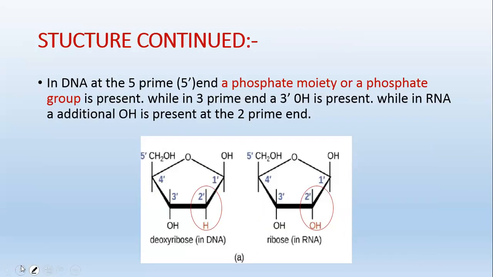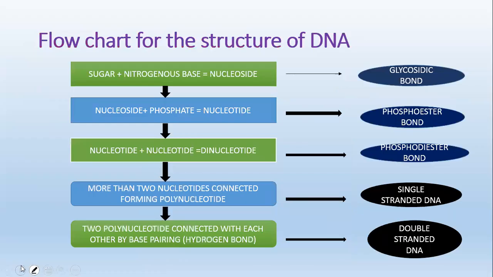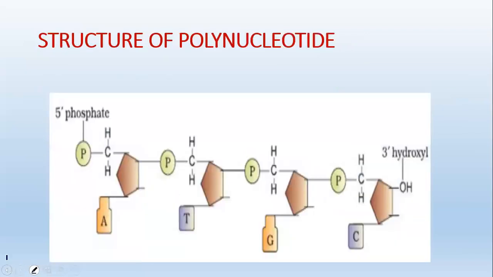Now let us move to the next part. So this is all about the structure of DNA. You can see this pentose sugar, there is a phosphate group, there is a nitrogenous base. What are the nitrogenous bases? Nitrogenous bases are further classified into two, purine and pyrimidine. Purines are adenine and guanine, which are marked in orange color, and thymine and cytosine are pyrimidines.